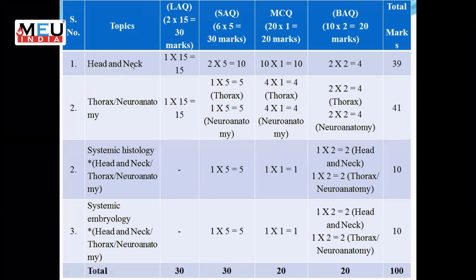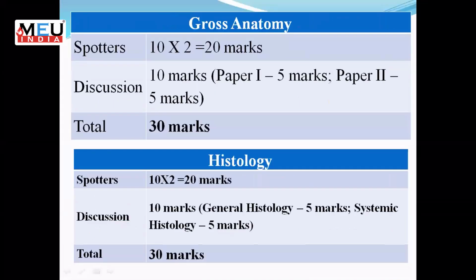And now, coming to the head and neck, what they say here is 2 into 5, that is equal to 10 marks. That's how they divide. So from head and neck, they'll have 2 questions, and from thorax, they'll have 1. From systemic histology, 1. Like that, they have divided under each region. So that is the short answer. That's how they construct the blueprint.